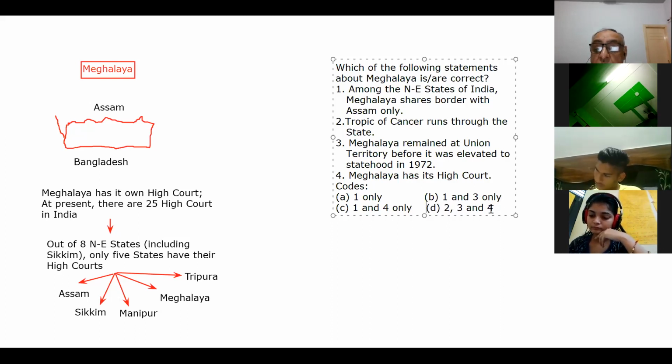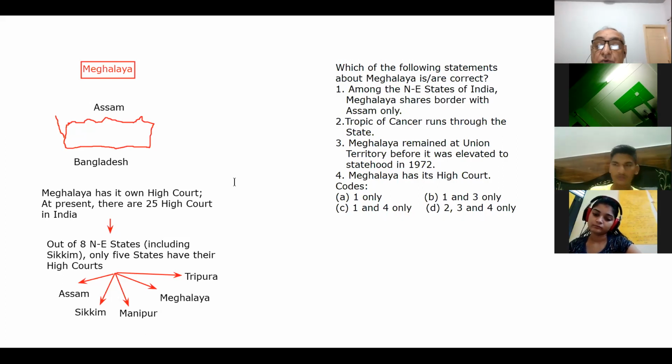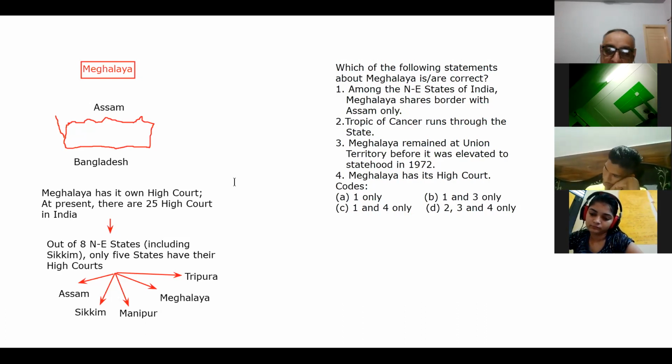Now see, this type of question is quite simple, but if you don't have the proper knowledge, if you have not studied about Meghalaya properly, you may pick the wrong answer, right? Students may commit a mistake here if they have not observed the map properly, about the Tropic of Cancer running through the state. Also, Meghalaya remaining a UT, students may commit a mistake here too.